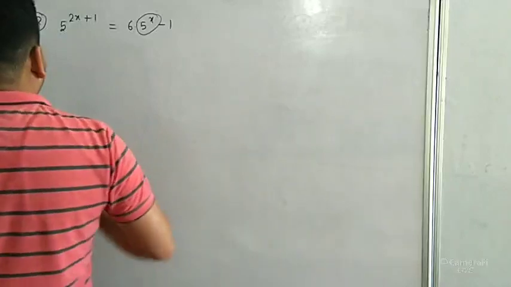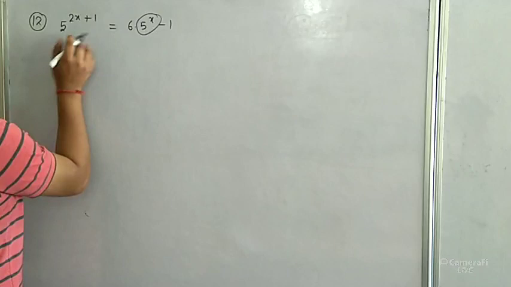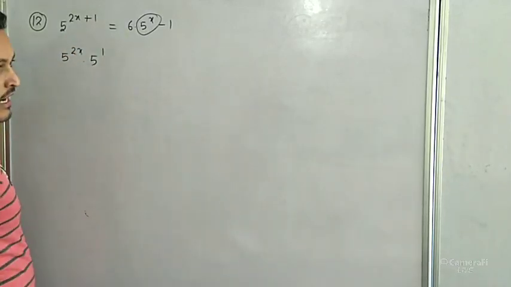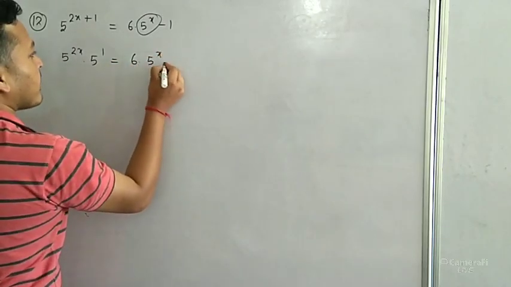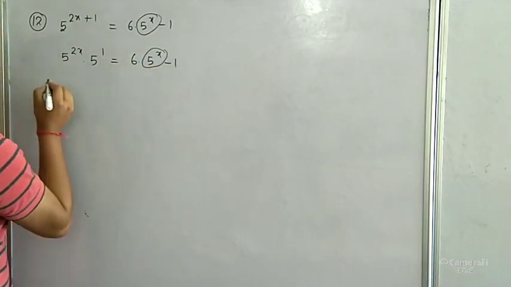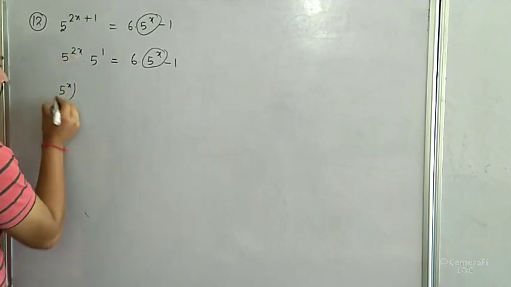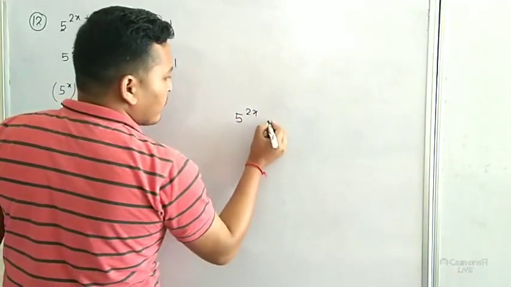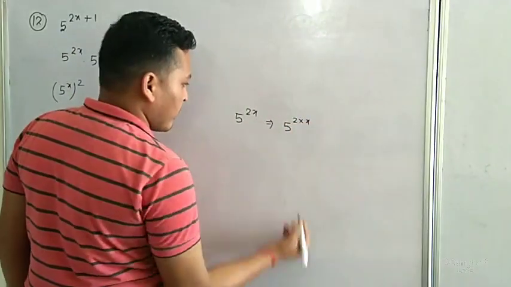Now 5 to the power 2x plus 1 is equal to 6 into 5 to the power x minus 1. Breaking this, we can write 5 to the power x into 5 to the power 1. Can we write this? Yes, we can. On the right, 6 into 5 to the power x minus 1. We need the same form here, 5 to the power x. We can write 5 to the power 2x as 5 to the power 2 into x. Yes, we can write it.